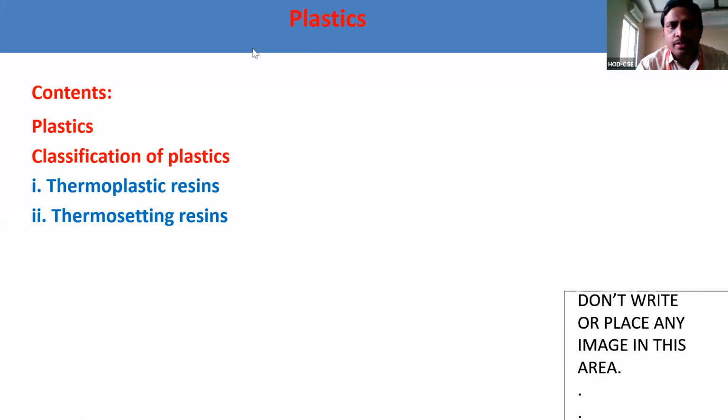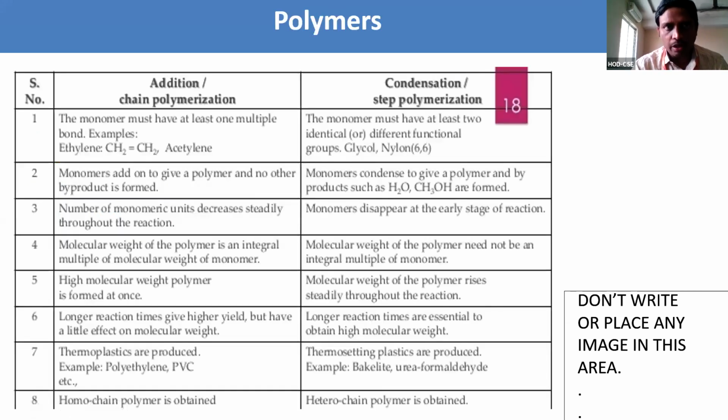Okay. In the last class, we discussed the differences between addition polymerization and condensation polymerization, just a brief discussion. The example for addition polymerization is the thermoplastic resin. For condensation or step polymerization, we have discussed that thermosetting resins are prepared by condensation polymerization, and thermoplastic resins are prepared by addition polymerization. What actually the plastics are, we need to discuss. Okay, this is what we have discussed.